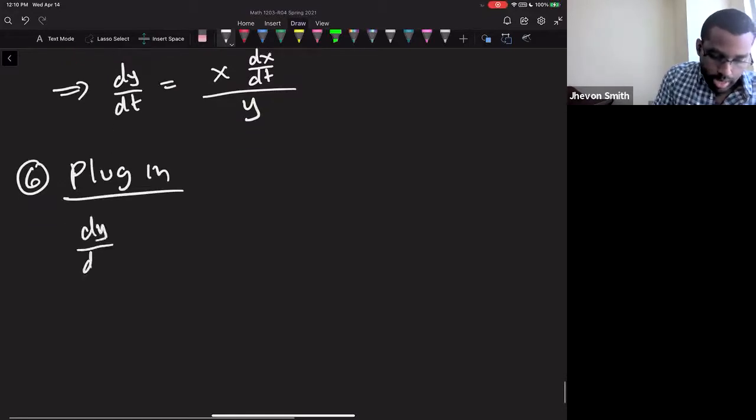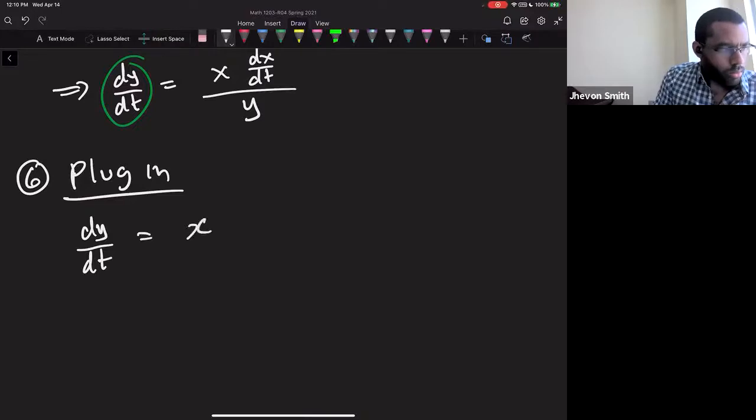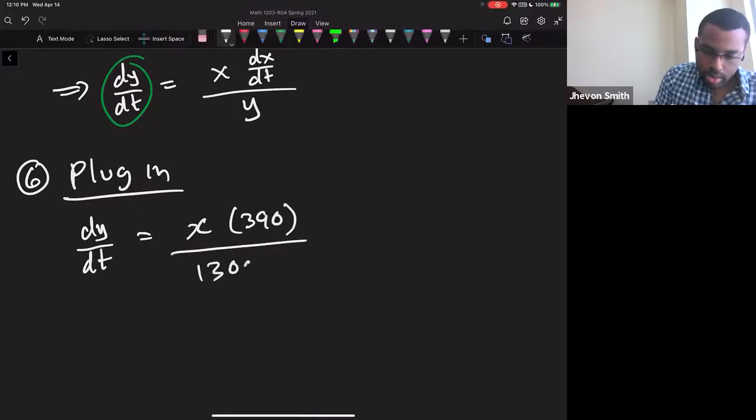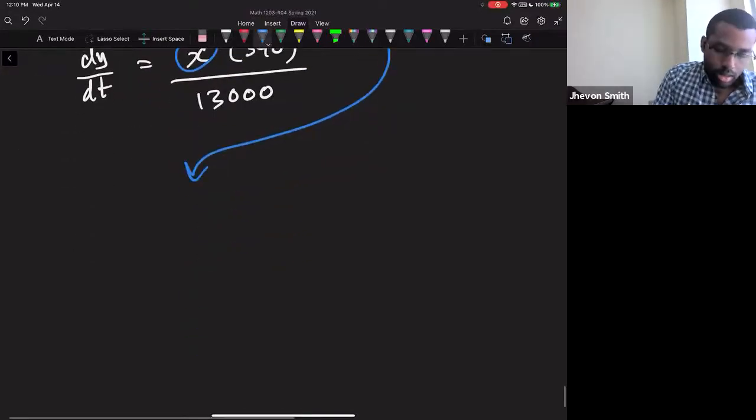So I'm going to move to part 6 where I'm going to plug in. I have my dy/dt, that's in fact the guy I want. It's going to be equal to x. I don't think we were told x. We were told how fast x is changing, and we're told that y is 13,000. X we don't know. So go to step 4.